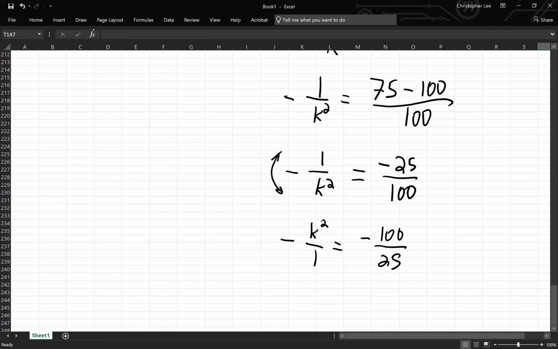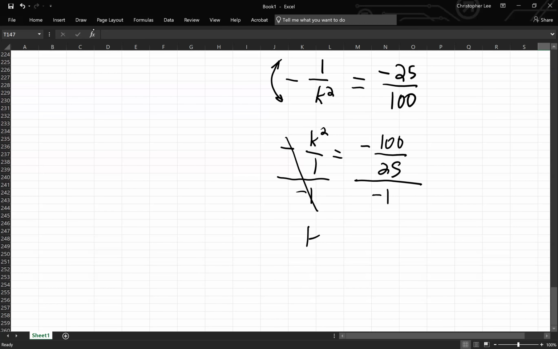I'm gonna divide by negative 1 to get rid of negative 1 here. But you know what I do to one side, I gotta do to the other, right? So now this all becomes positive. K squared is equal to 100 over 25. After that, let's square root both sides, right? This is going to become what? K is equal to 10 over what? What's square root 100 over 25?